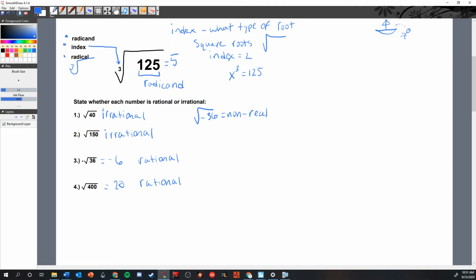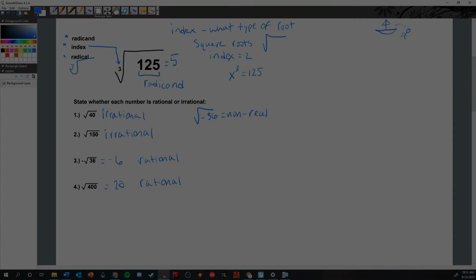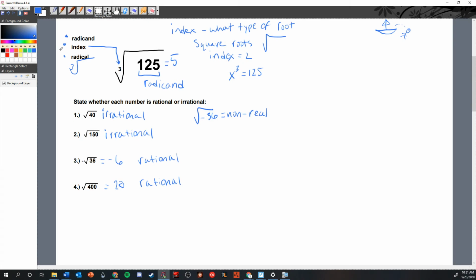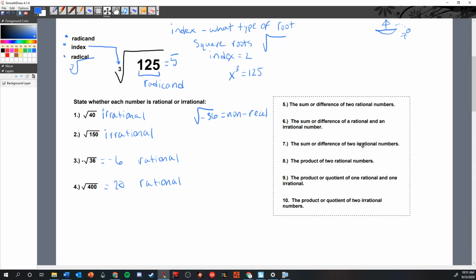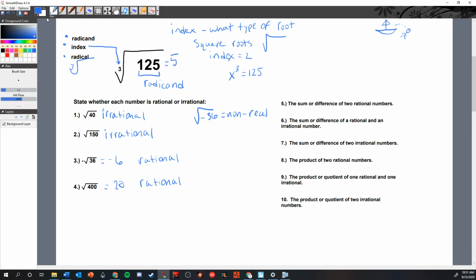Okay. I have a few more that I want us to take a look at. I want to know if these are rational or irrational. First, the sum or difference of two rational numbers. I take two rational numbers, a over b plus c over d. Is that always going to be rational? The answer is yes. It's always going to be rational.